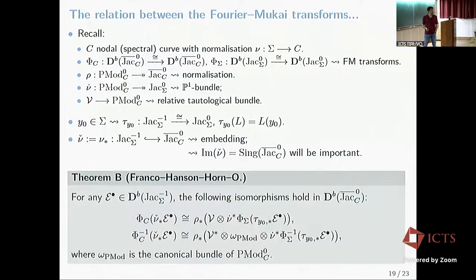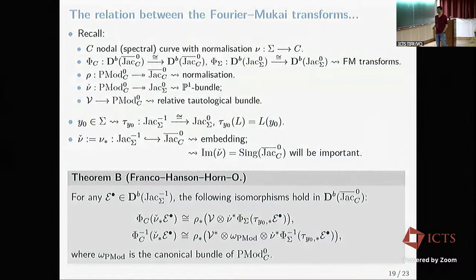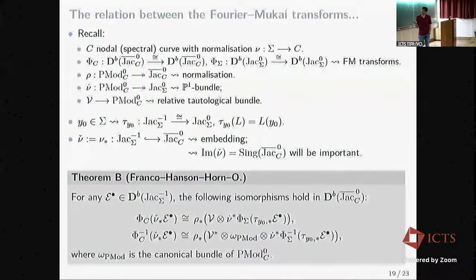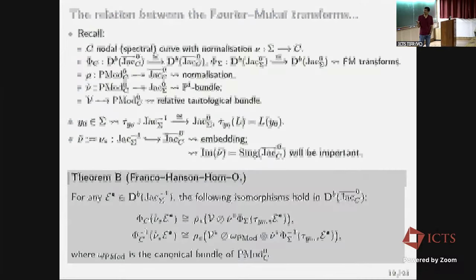So here's the theorem, the one we didn't have when I spoke at Oscar's conference. So take any sheaf on this Jacobian of degree -1 line bundles on the smooth curve. So we have the following isomorphisms on the derived category of the compactified Jacobian. So the Fourier-Mukai transforms of the push forward of this sheaf.